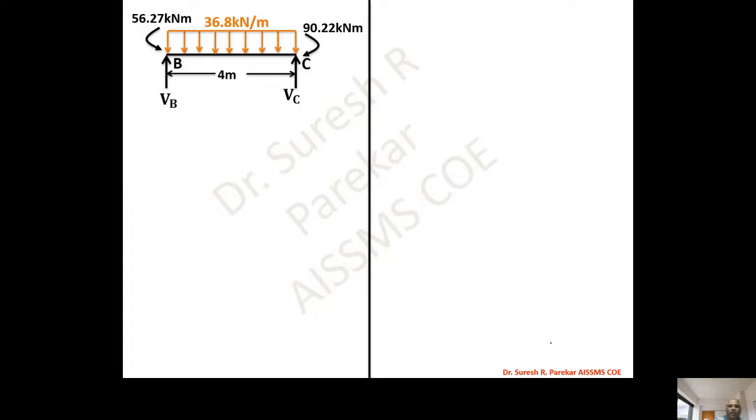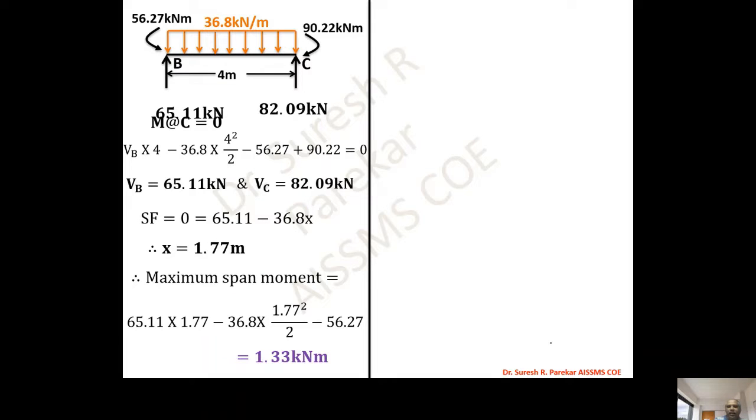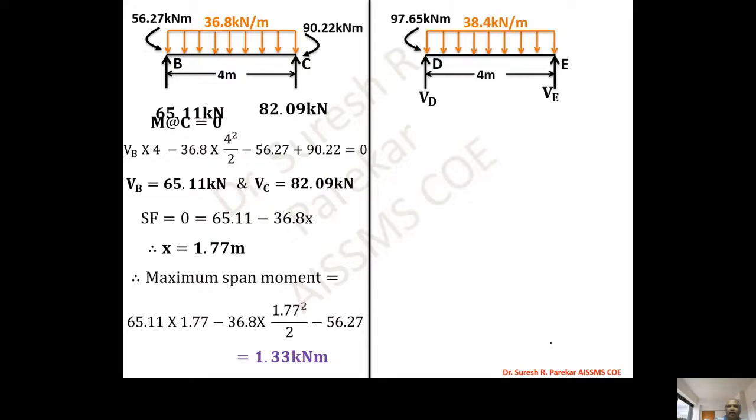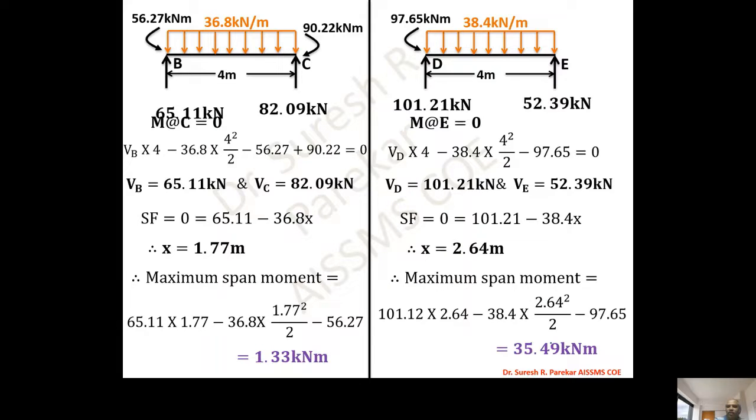Knowing support moments, we can find the shear force zero point, and by knowing the shear force zero point, we are in a position to calculate the maximum bending moment, and that is 1.33 for BC. Now go for DE, then we again get the shear force zero point for DE at 2.64, which gives me maximum span moment 35.49 kilonewton meter. So likewise, we have the span moments AB, BC, CD, and DE.